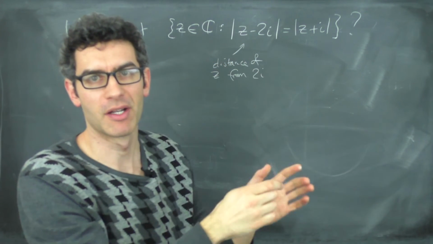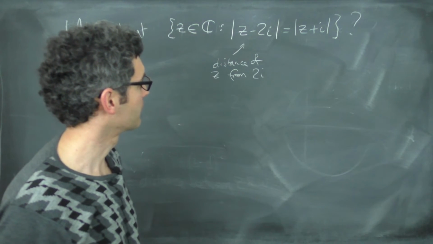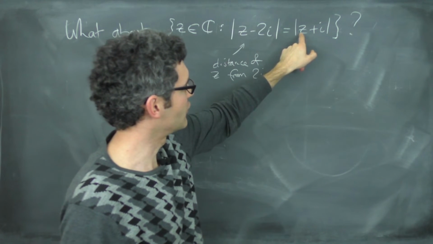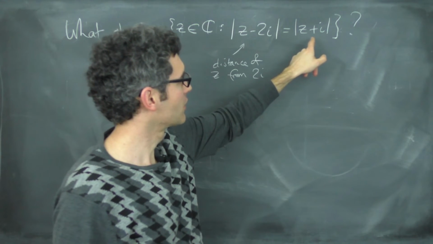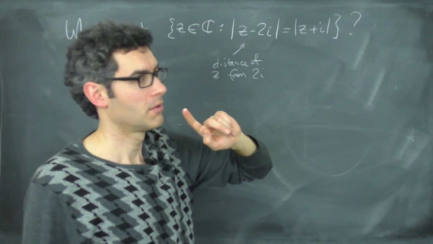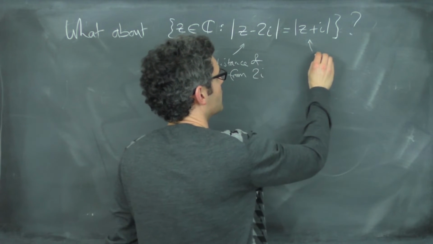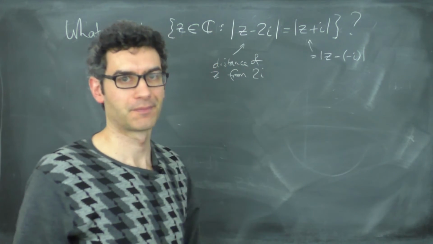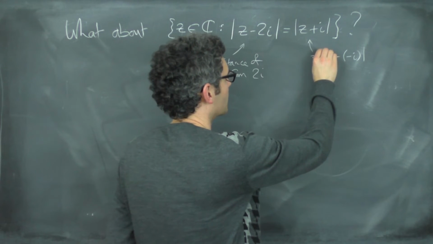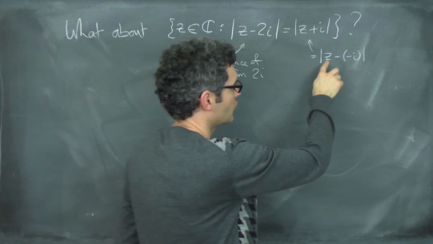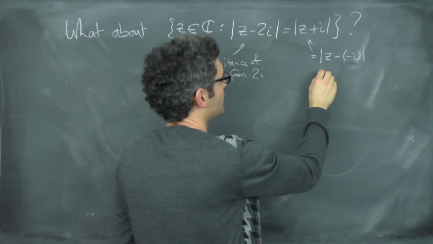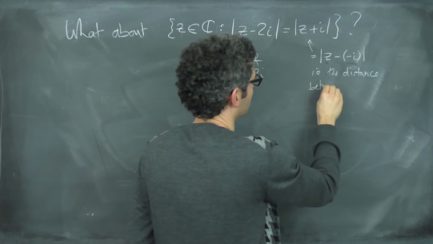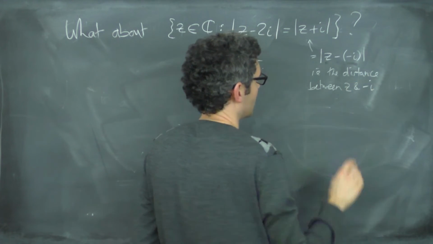It's modulus of z minus w, where w is 2i. This thing isn't quite in the right form. It's not the modulus of z minus something, it's the modulus of z plus something. But two minuses make a plus, so this is equal to the modulus of z minus minus i. Now why is that useful? Well, now it is in the right form. We've got the modulus of z minus something, so this is the distance between z and minus i.